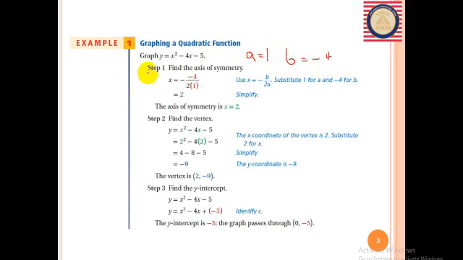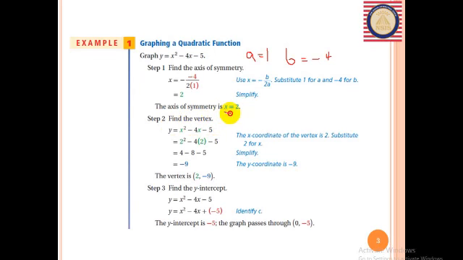And I'm going to do what? x equals negative b over 2a. Substitute, then x equals 2. So the axis of symmetry is x equals 2. Then we're going to find the vertex. How to get the vertex?